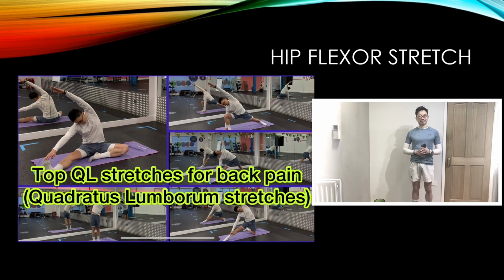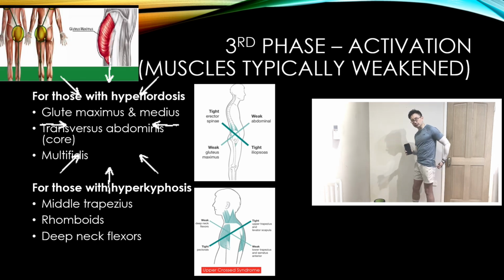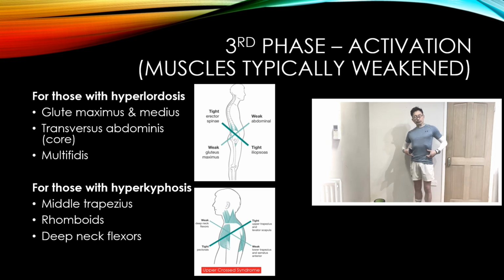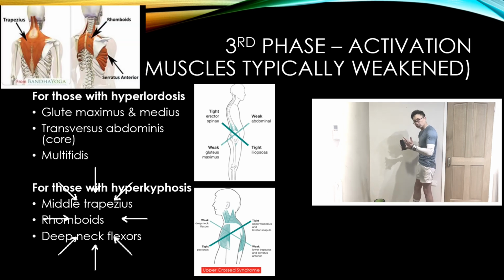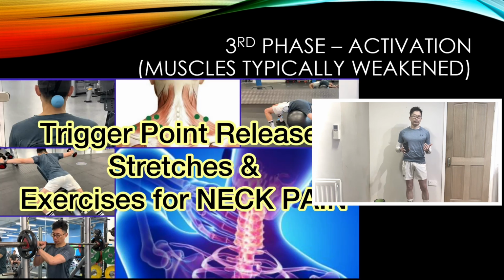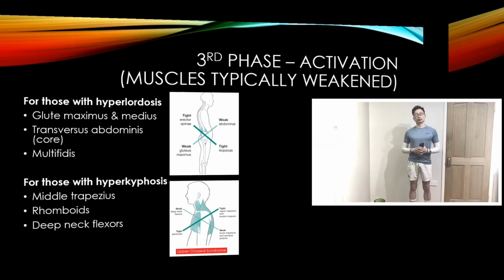Once we have lengthened the tightened muscles, we need to activate those underactive tissues. Muscles that are typically weakened in the lower back pain cases include the gluteus maximus and the gluteus medius, and your primary core muscle, the transversus abdominis. In case of hyperkyphosis, the middle trapezius, rhomboid, and the deep neck flexors. Please take a look at my video dedicated for the corrective exercises for neck pain and hyperkyphosis.